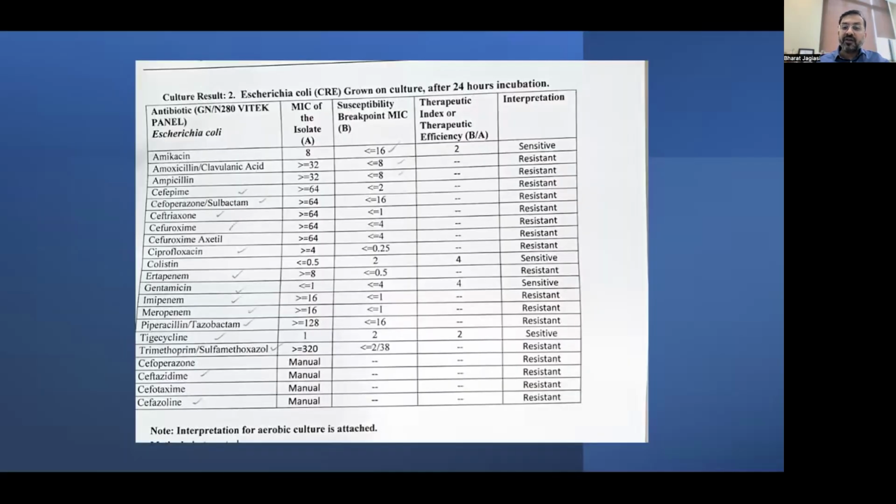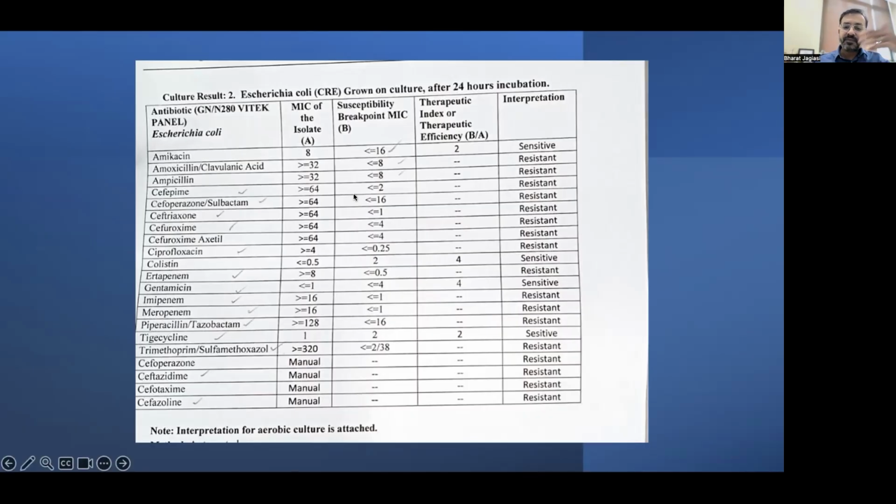And how do we come across the therapeutic index? So therapeutic index is B by A, that is, the ratio of the susceptibility breakpoint in MIC to the MIC of the isolate. Now, this would again vary in the context of the type of organism, site of infection, the creatinine values of the patient, organs affected. So that's a different talk altogether. Here, I'm using this just to make you understand how the concept of therapeutic index works in different scenarios.